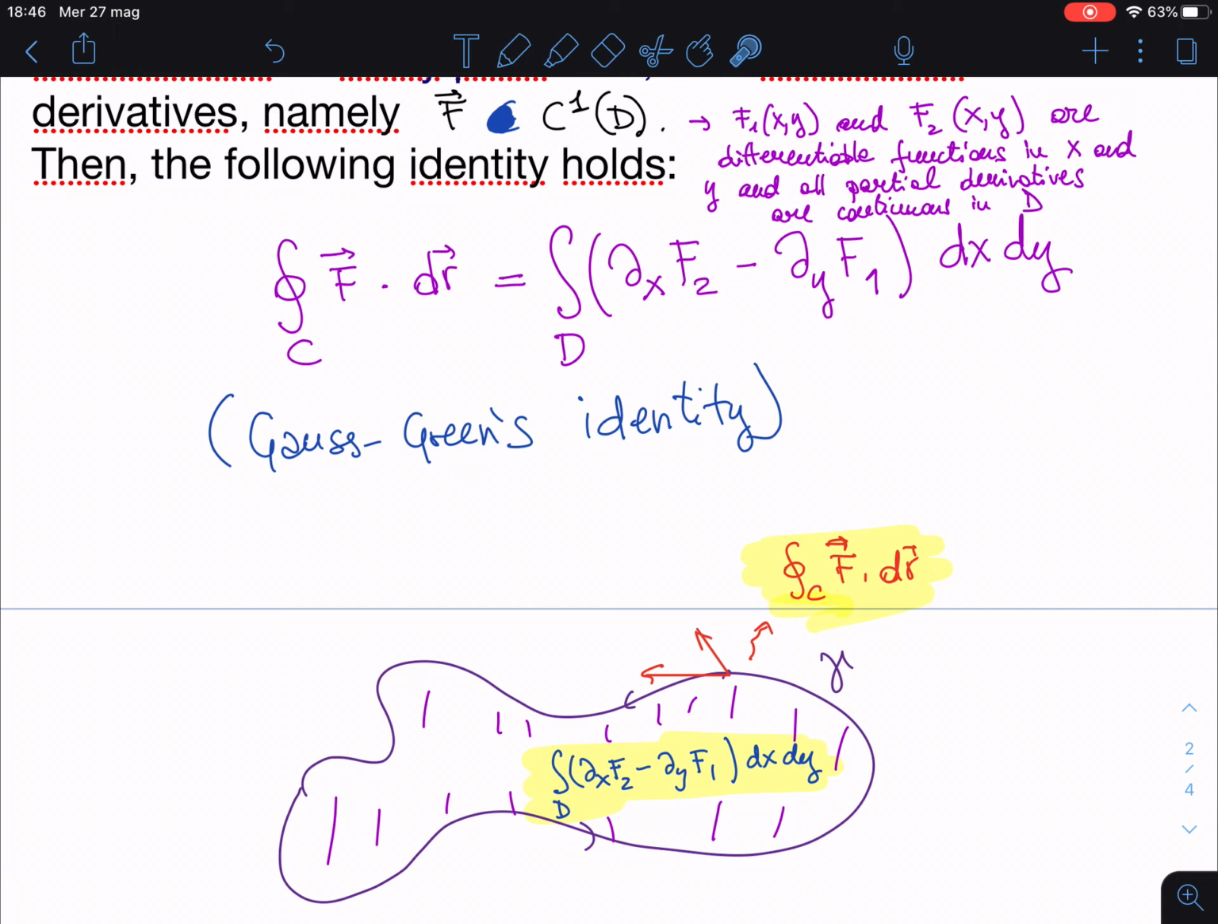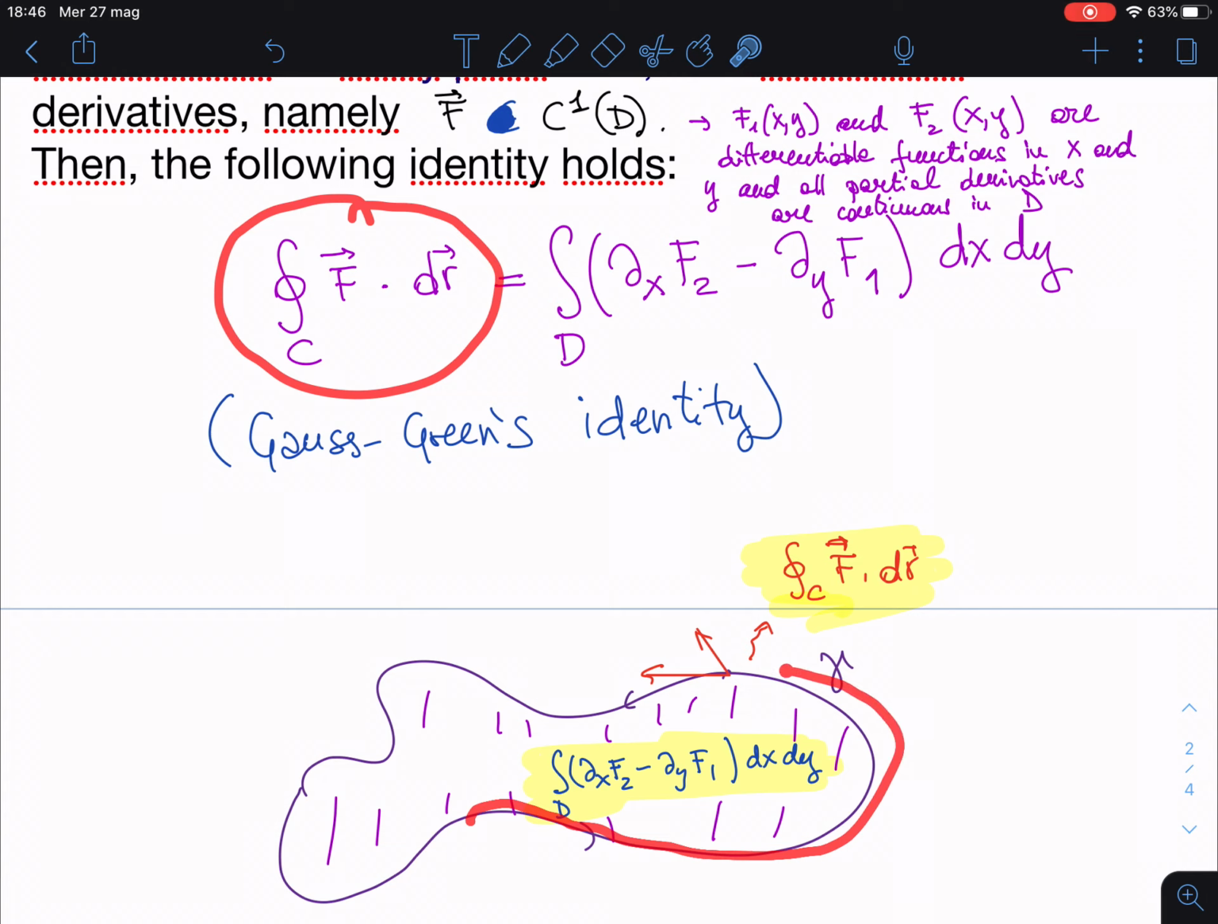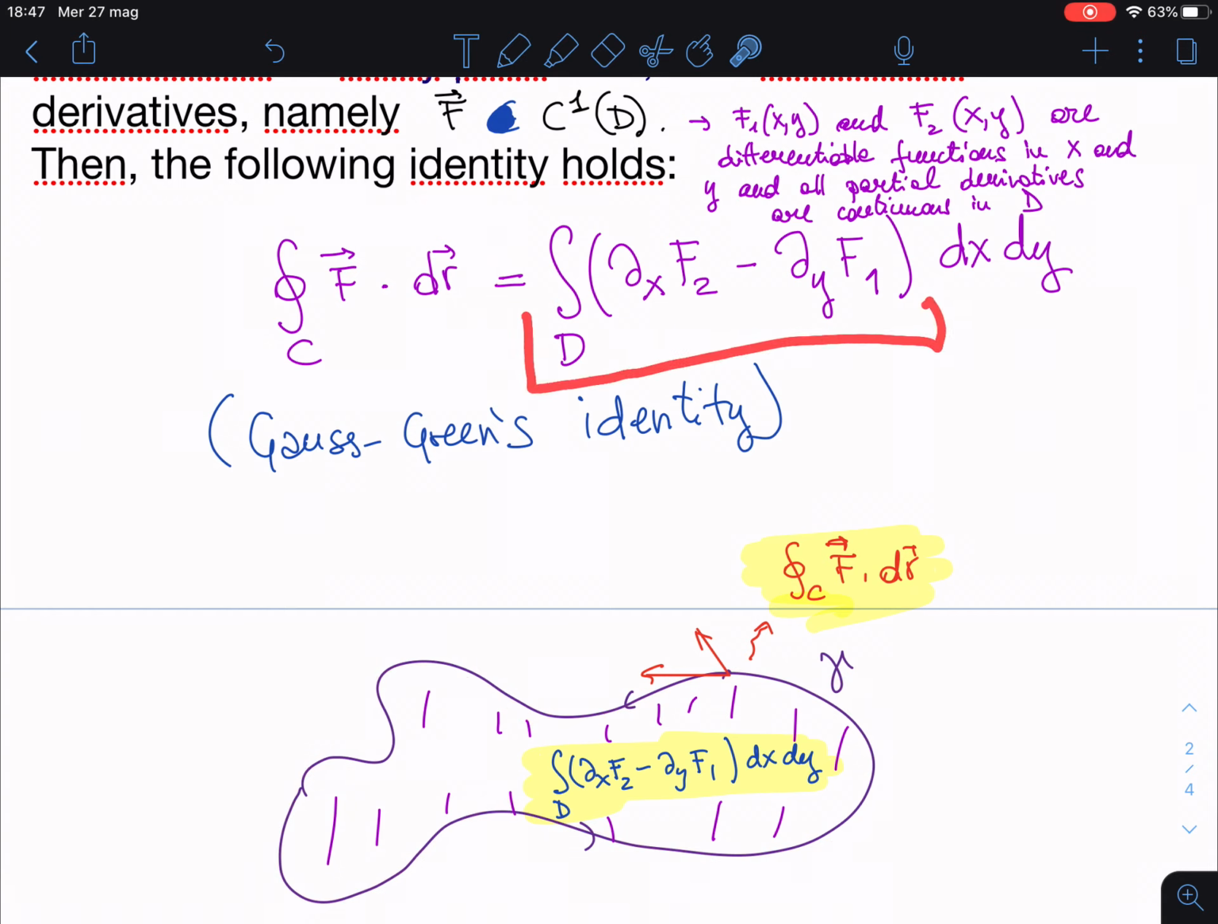The line integral of F along the boundary of D, which is of course a circulation, is equal to this strange mixed integral, okay? This integral of these strange terms, which are some mixed derivatives. The derivative of the second component of the field with respect to the first variable of the space minus the derivative of the first component of the field with respect to the second variable in the space. This is somewhat curious, somewhat strange.